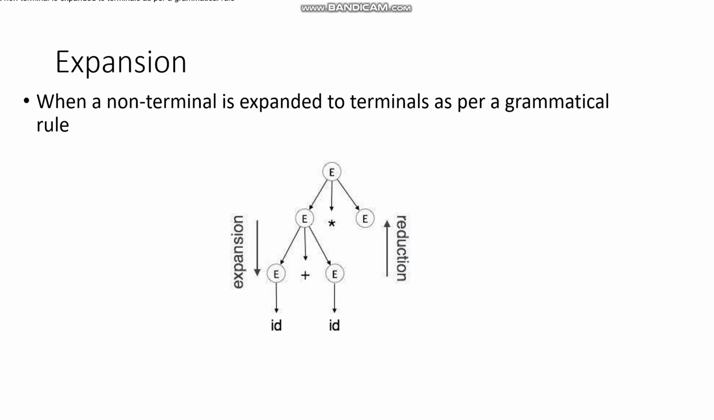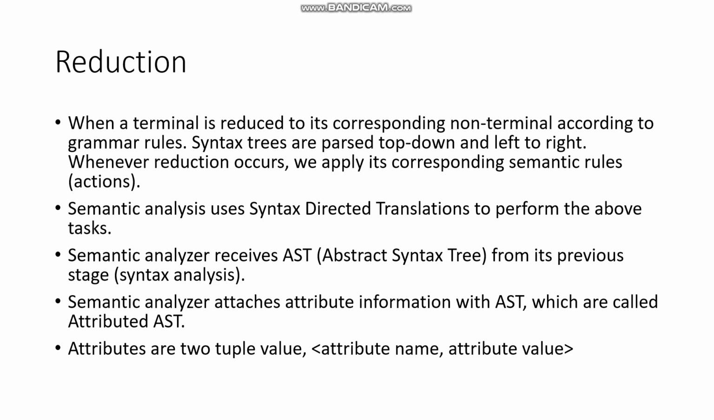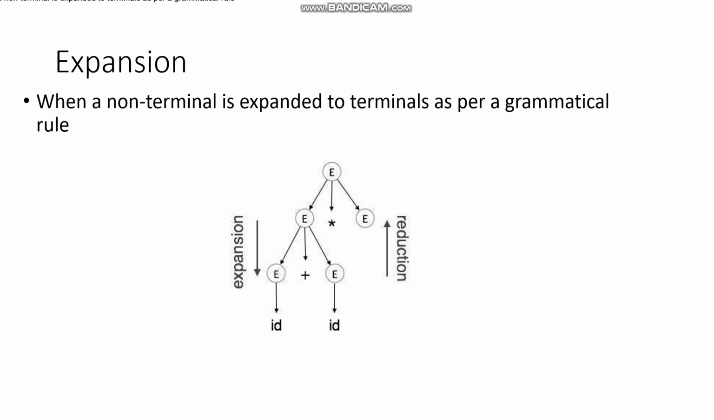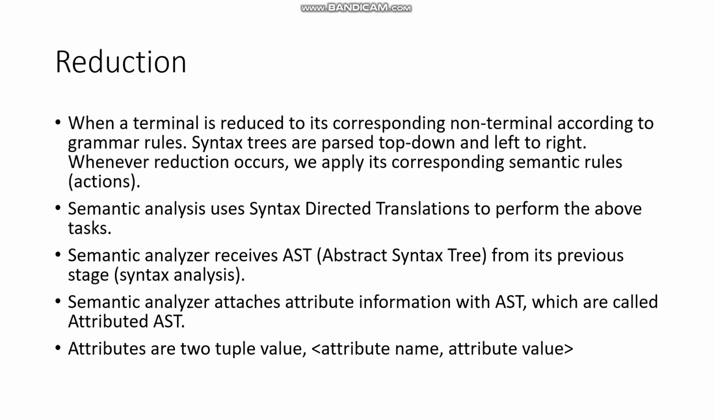When a non-terminal is expanded to terminals as per a grammatical rule, that is expansion. The reverse scenario, when terminals are reduced to their corresponding non-terminal, is reduction. Syntax trees are parsed top down and left to right, and whenever a reduction occurs, we apply the corresponding semantic rules. Semantic analysis uses syntax directed information with the abstract syntax tree, which is called the attributed grammar. Attributes are basically two-tuples: the attribute name and the value assigned to it.